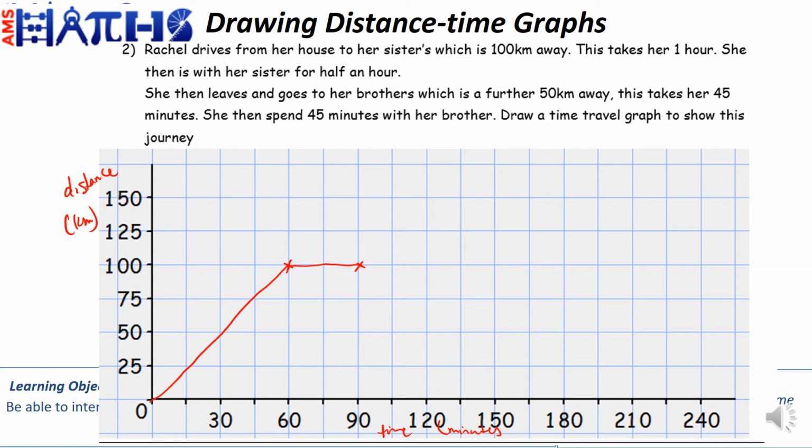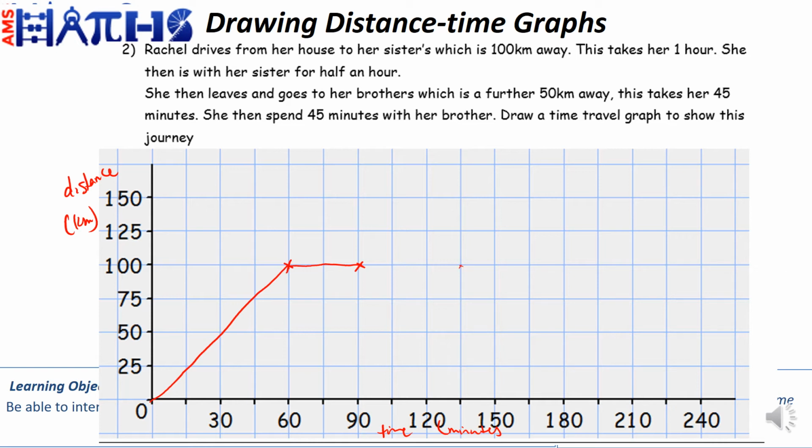She then leaves and goes to her brother's, which is a further 50 kilometers away from her sister's house. And this takes her 45 minutes to get there. So we're going to check 45 minutes from her sister's house. So far we have 90 minutes. Add 45 minutes, we get 135 minutes. So we'll end up here in terms of time.